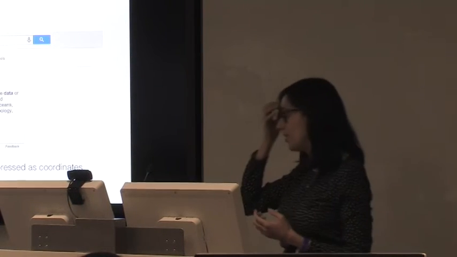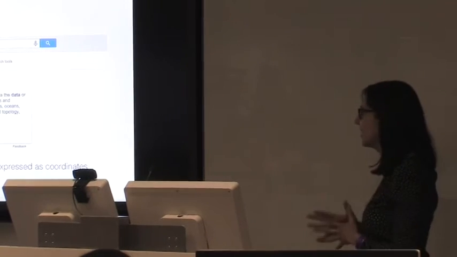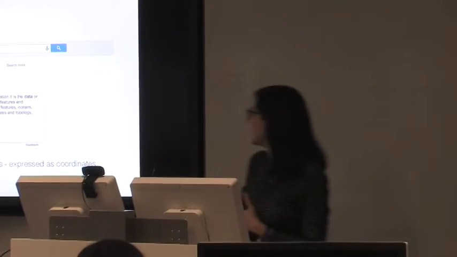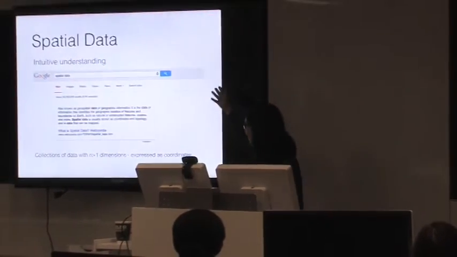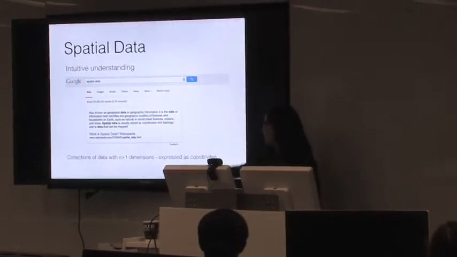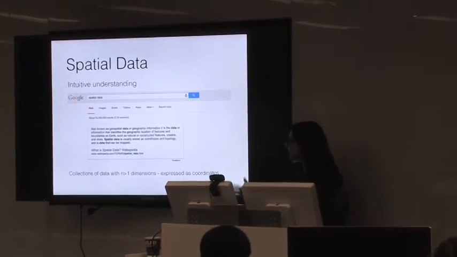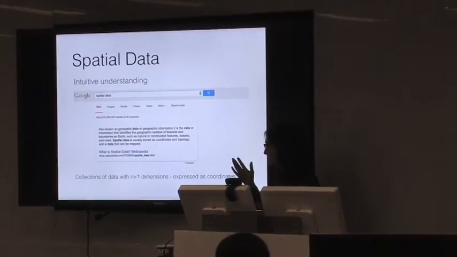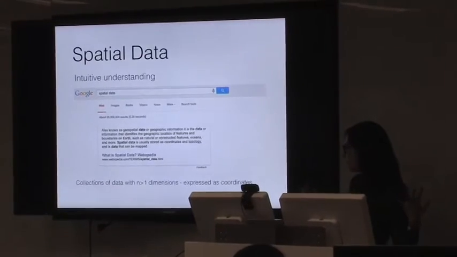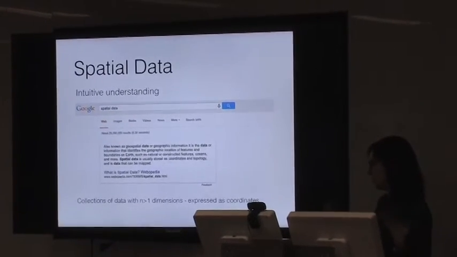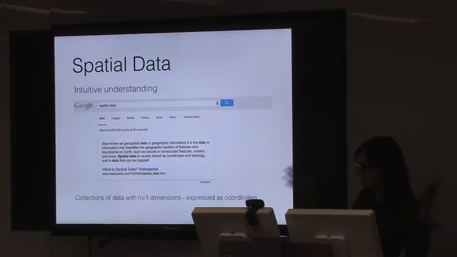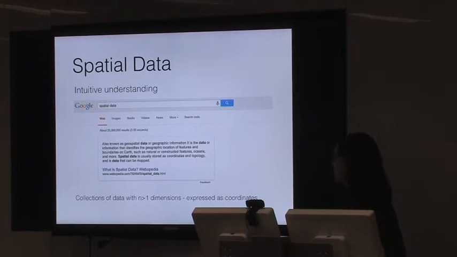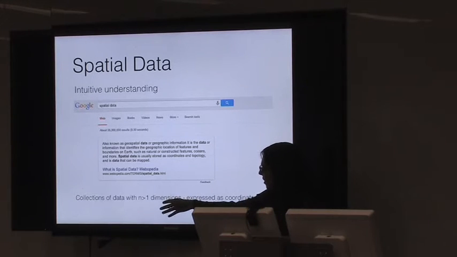What's spatial data? Well, we all have some intuitive understanding. After all, we live on this planet. If you go on Google and just type spatial data, you'll find loads of results, and you'll find a nice definition, also known as geospatial data or geographic information. It's the data or information that identifies the geographic location, features and boundaries on Earth. So basically, you just get some data, it has some lat longs, and there you go, you have some spatial information. Usually, these are listed as collections of data with more than one dimension, and they're expressed as coordinates.